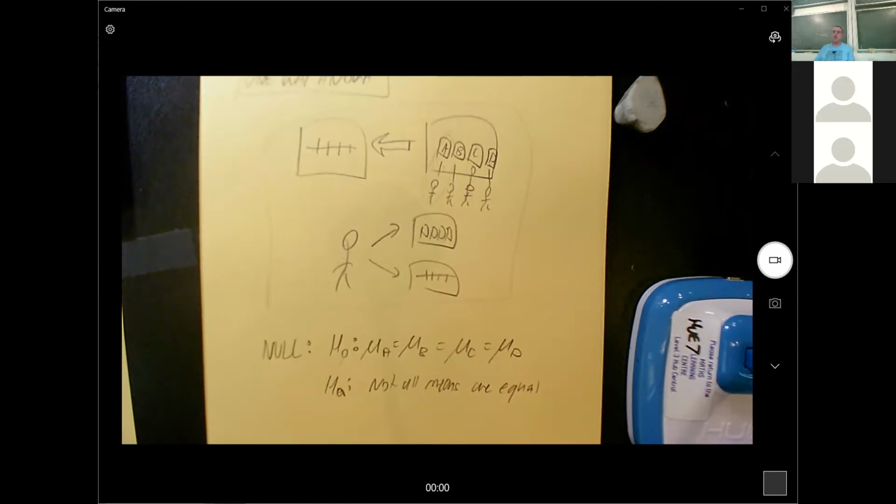Pardon me. We need a test statistic for that. And that test statistic is going to be called an F statistic. F for Fisher, who invented this test.